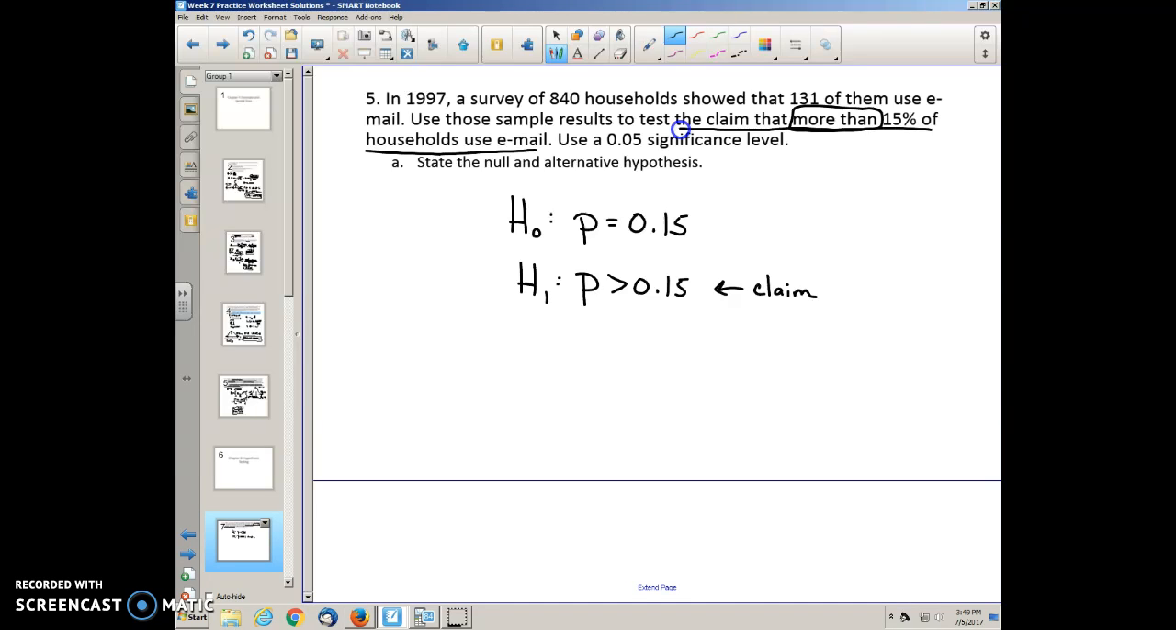And when we test a one-tailed claim, this is a one-tailed, it is right-tailed, we're looking to see if we have enough evidence to either support or not support. So we would say there is sufficient evidence to support the claim, or there is insufficient evidence to support the claim. If the test statistic falls in the critical region, we are supporting the claim. If it does not fall in the critical region, there's not enough evidence to support that claim.